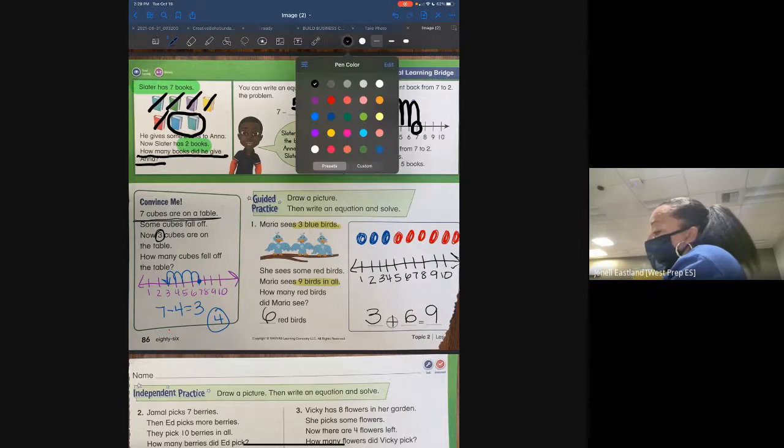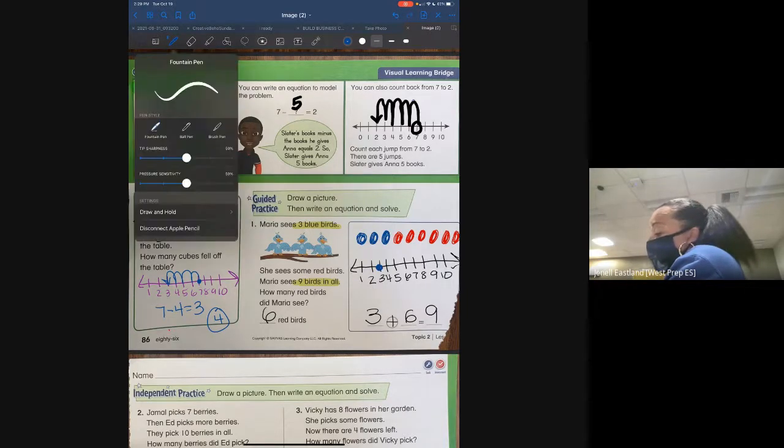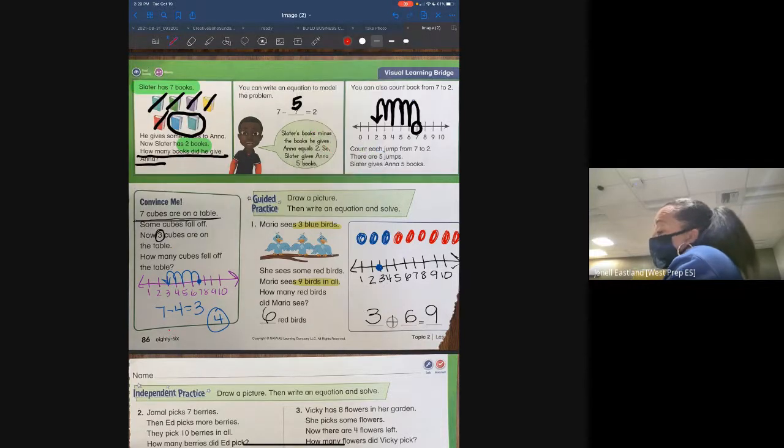We know that we already had 3 bluebirds. You see how I put the blue dot right there for the 3? What I need to figure out was how many more birds came, or how many birds were there. I know that the number I'm trying to get to is 9, right? That's my stopping number. So I'm going to go and count my jumps. 1, 2, 3, 4, 5, 6. That's how we figured that out, guys.